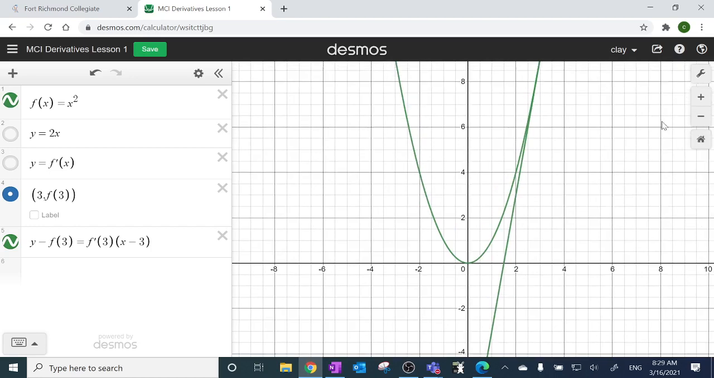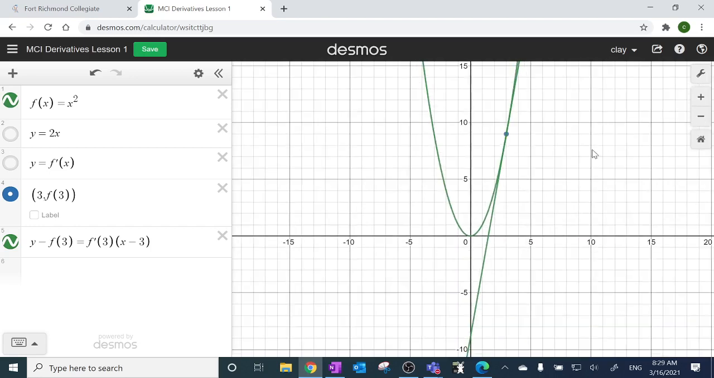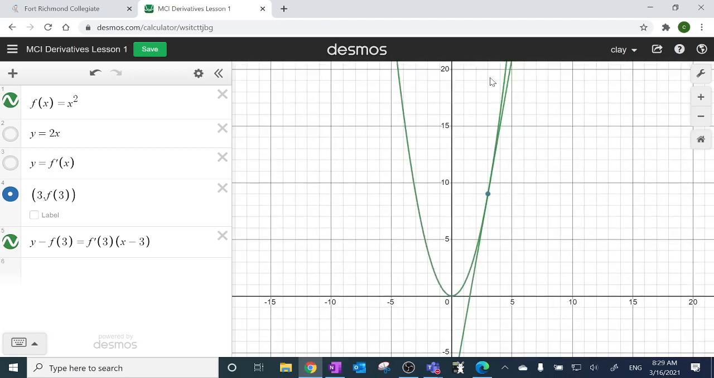here, let me zoom back to the starting. There we go. That's a little easier to see. So there's the tangent line at x is 3.